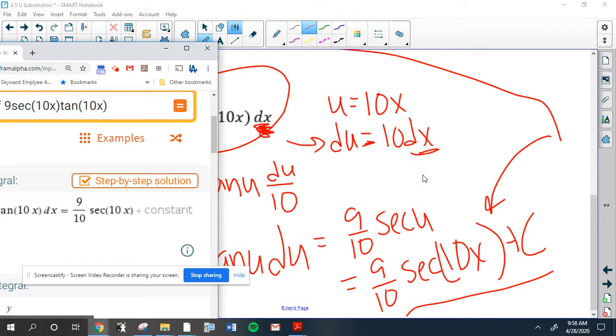So that's it. The next two examples we're going to do are very important to watch because they're trig examples that actually become a power rule. You'll see.